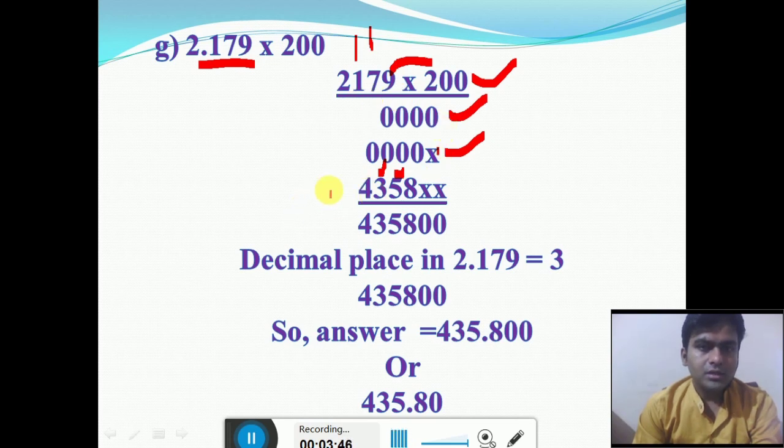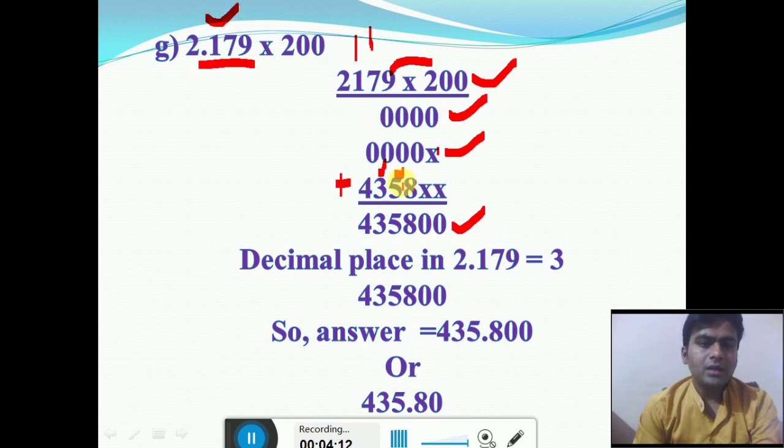Now add all these. So what you will get? You will get 4 3 5 8 0 0 0. Then from here 0, then 8 5 3 4. So you got 4,35,800. Now what you have to do? In your question there is a decimal point given. So now we have to put the decimal point.